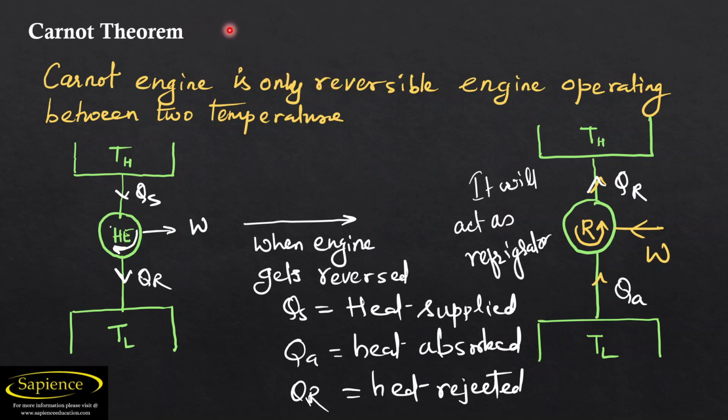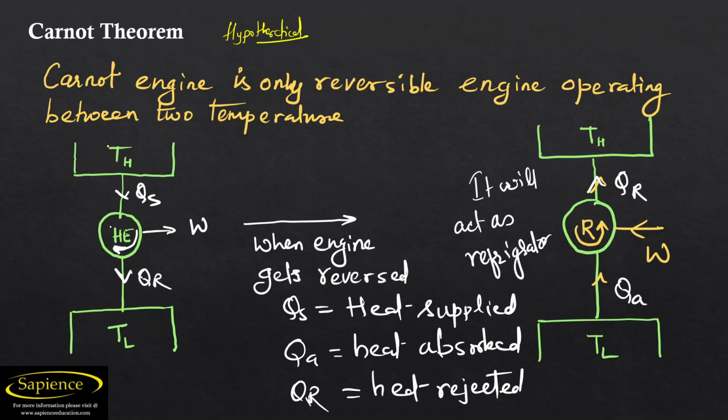And you also know that the Carnot engine is a hypothetical engine. Actually it does not exist. Okay, but for ideal conditions we have to take it as a Carnot engine. Now when the engine gets reversed, what will happen?